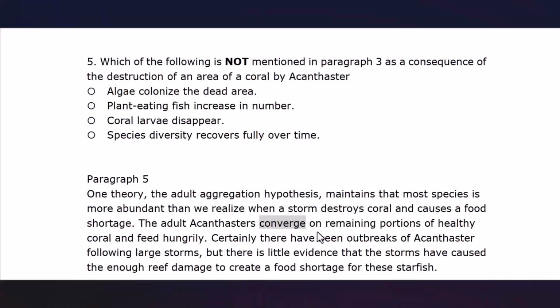Question 5. Which of the following is not mentioned in paragraph 3 as a consequence of the destruction of an area of a coral by a canthaster? Here, immediately after canthaster, we need a question mark. I apologize for this. Perhaps the writer of this passage has forgotten this punctuation mark. This is a negative factual question, like the first question, and the keyword not here, written in bold, is the token of the negativeness of this factual question.